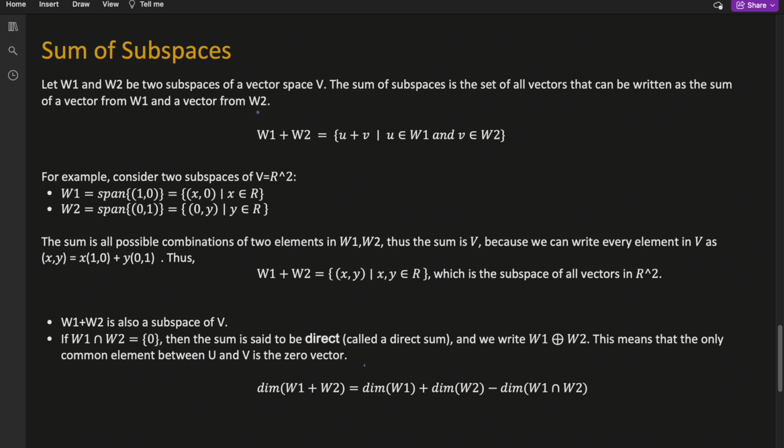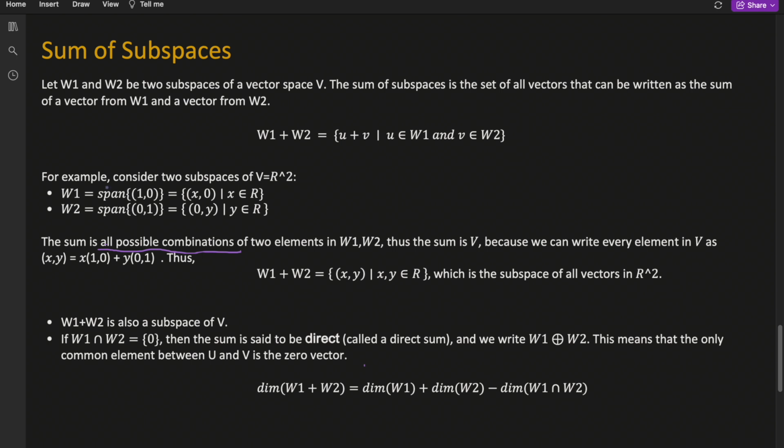So let's see, we have two subspaces, W1 and W2. The sum of subspaces is the set of all vectors that can be written as the sum of a vector from W1 and a vector from W2. The sum is all possible combinations of two elements in W1 and W2. That is basically the span. So you take any two elements from W1 and W2, and you take their linear combination. All the possible combinations make up the sum.